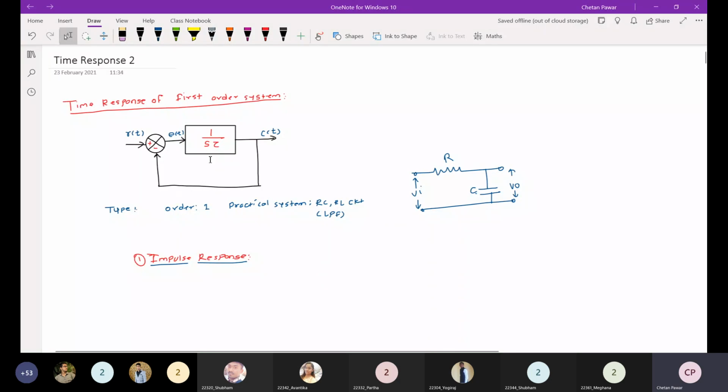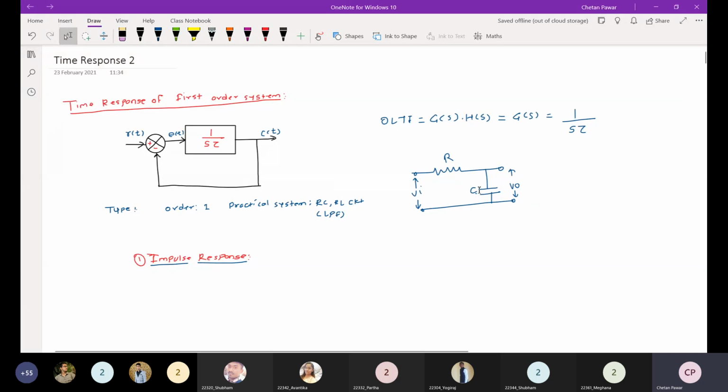What is the open loop transfer function here? Yesterday we have seen, 1 upon s into tau. Yes, right. So the open loop transfer function is G of s into H of s. What is H of s here? Unity gain feedback we have used, so that is 1 only. So the open loop transfer function will be G of s, which is 1 upon s into tau.